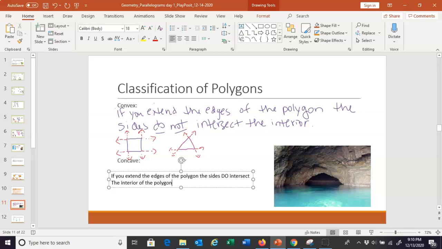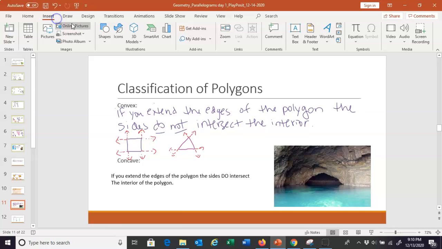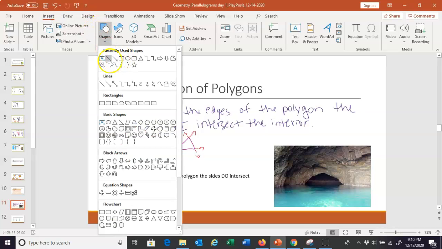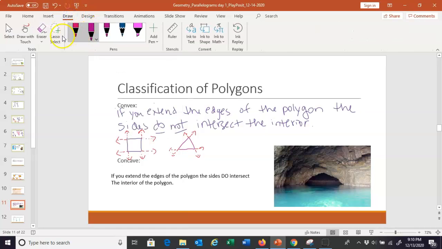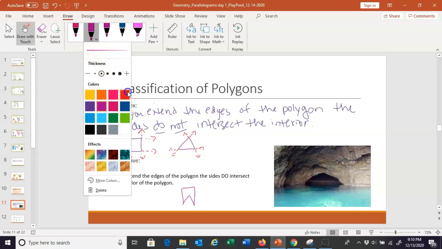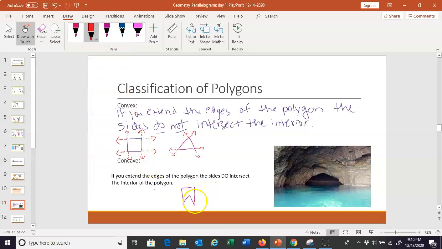Okay, so if you extend the edges of the polygon, the sides do intersect the interior of the polygon. So let me show you an example. Here's one. Of course, I'm freehanding it. Okay, there we go. So now it is a polygon, right? It's closed. It has straight edges.